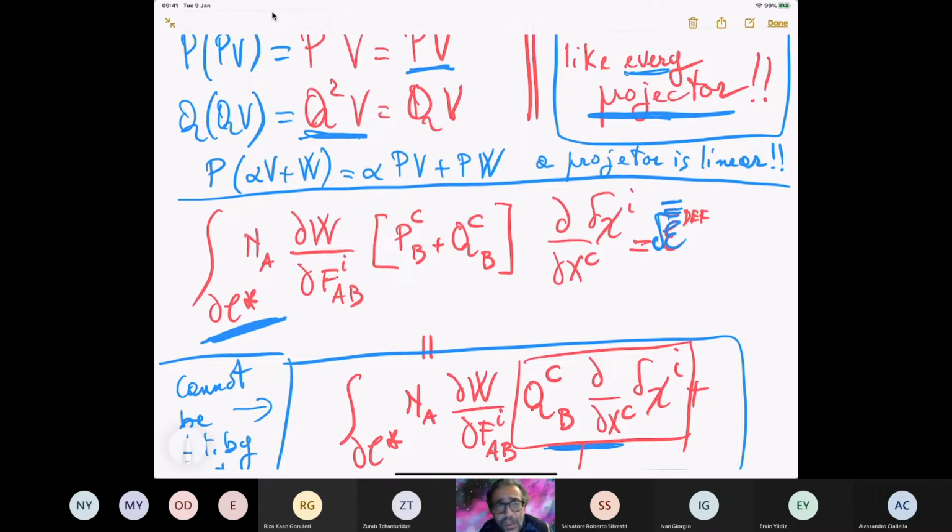So we are left, and this is the big problem, and this is the novelty. This is the first time where you have an expression for a work which is given by an integral on a surface, but you have the derivative of the virtual displacement. Up to now, we met only δκ_i on the surface. Now we have the derivative of δκ_i on the surface.